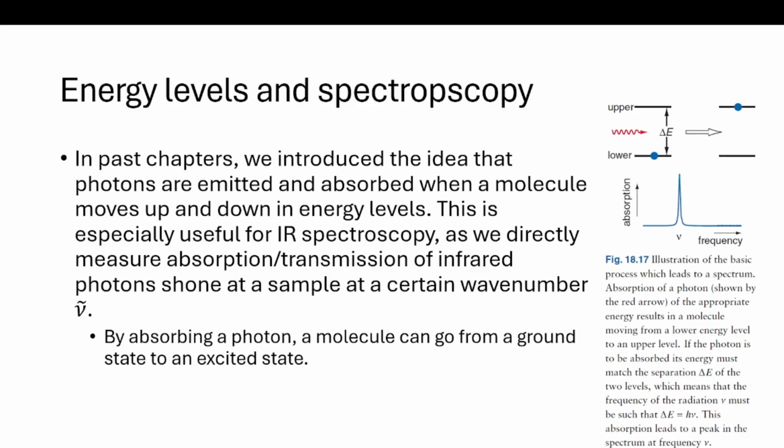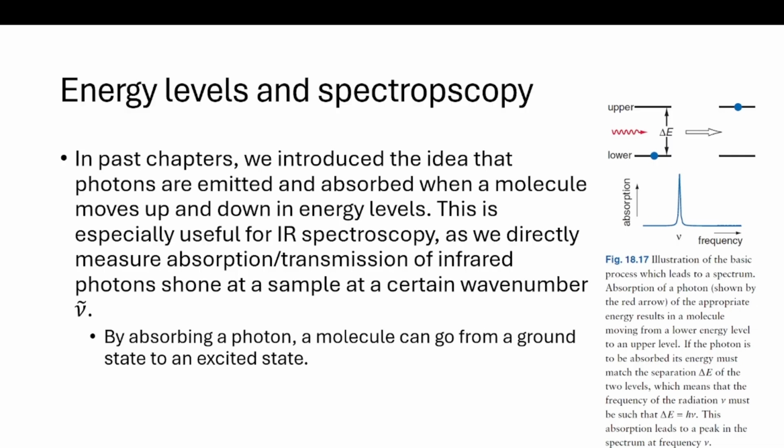So we talked about energy levels, eigenvalues, all that. But how does that connect to spectroscopy? Well, in past chapters, we talked about how photons are emitted and absorbed when a molecule moves up and down in energy levels, whether it's translational, vibrational, or rotational, doesn't matter. All that we need to know is that photons are emitted and absorbed, pretty much.